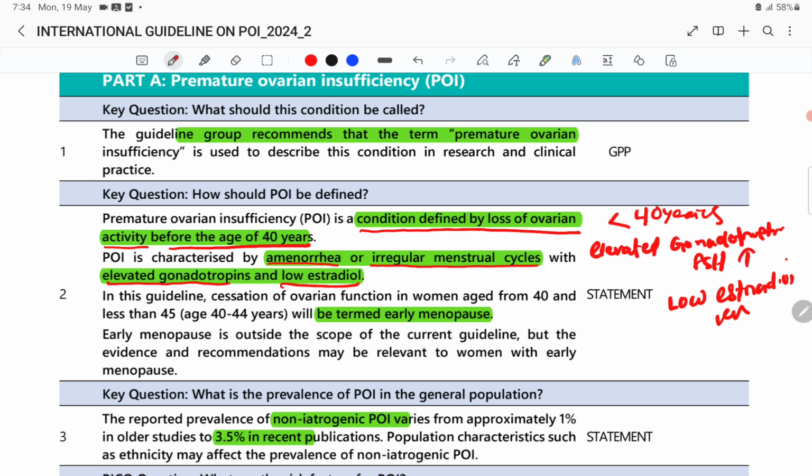In this guideline, loss of ovarian function in women aged 40 to less than 45 years will be termed early menopause. Remember the statement: 40 to 45 years is termed early menopause, not POI. Before 40 is the target cutoff, so early menopause is not discussed here.